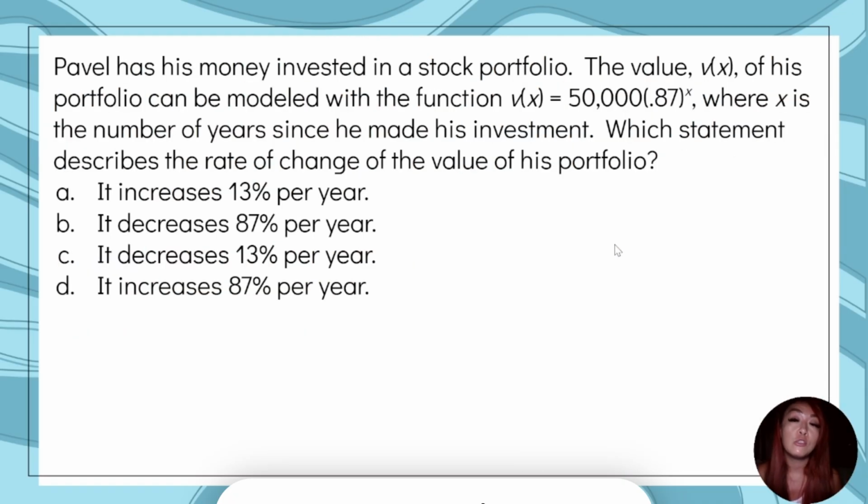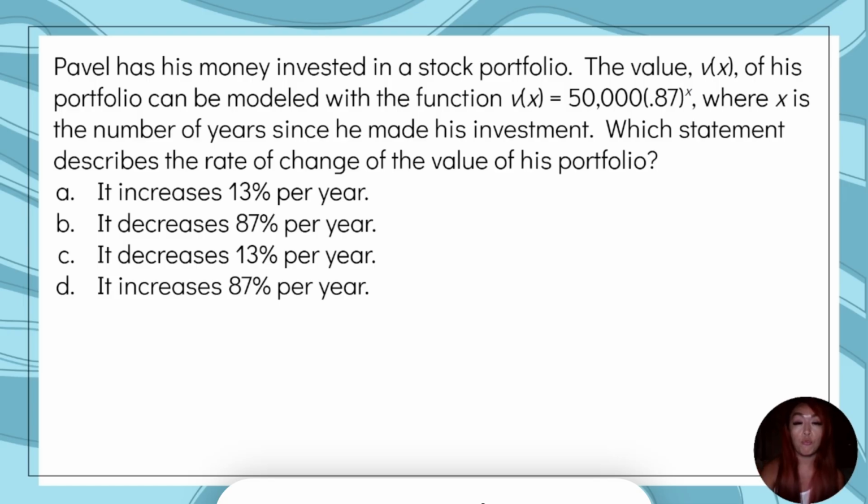Let's take a look at an intermediate exponential word problem. Pavel has his money invested in a stock portfolio. The value v of x of his portfolio can be modeled with the function v of x equals 50,000 times 0.87 to the x power, where x is the number of years since he made his investment. Which statement describes the rate of change of the value of his portfolio?